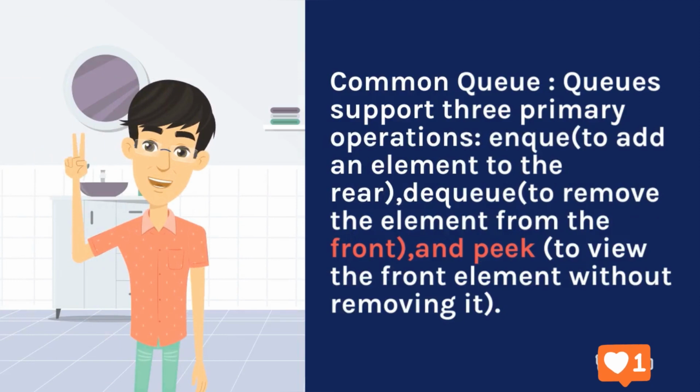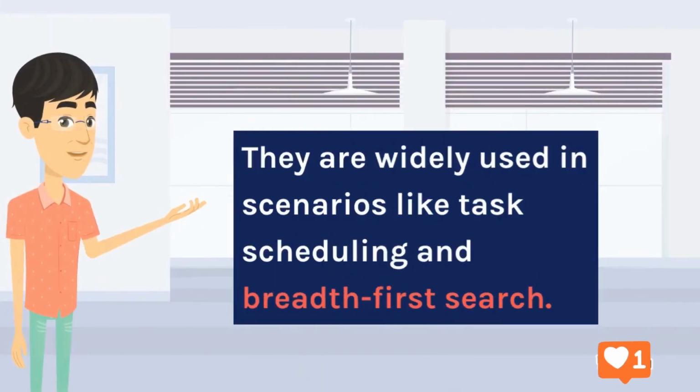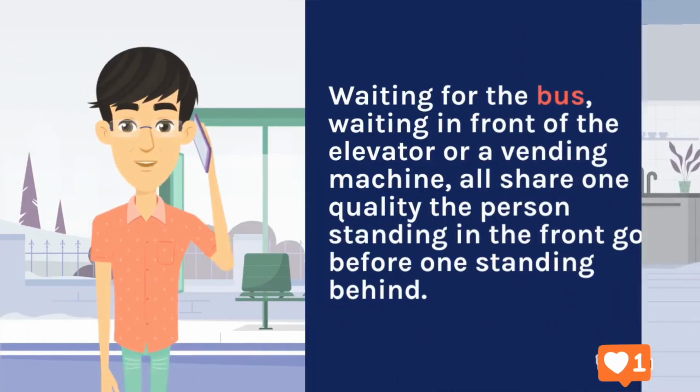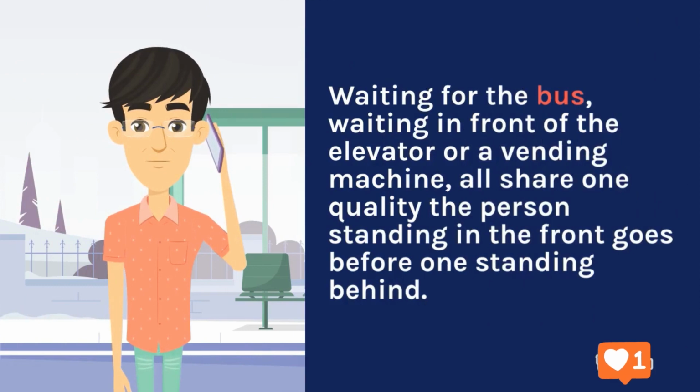Common queue operations. Queues support three primary operations: enqueue, to add an element to the rear; dequeue, to remove the element from the front; and peek, to view the front element without removing it. They are widely used in scenarios like task scheduling and breadth-first search. For example, waiting for the bus, waiting in front of the elevator or a vending machine, all share one quality: the person standing in the front goes before one standing behind.